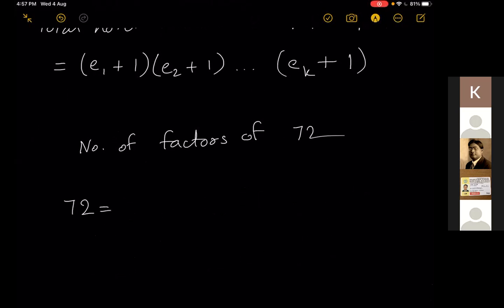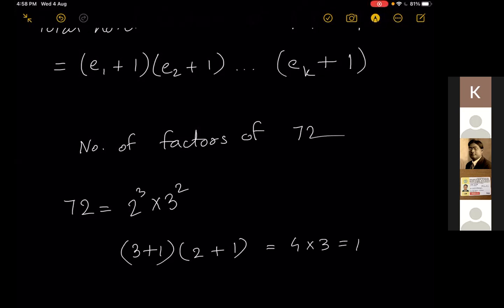So, sir, 72 we can factorize as 2 cube into 3 square. So the maximum powers are 3 and 2. The total number of factors will be 3 plus 1 into 2 plus 1, so 4 into 3. So, sir, 12. Okay, very good.